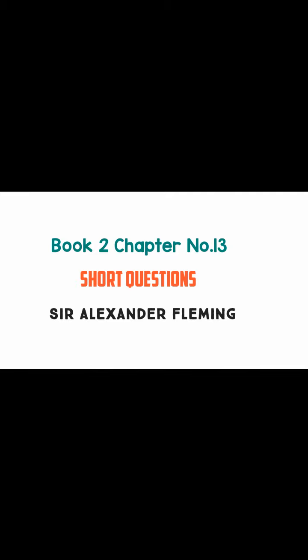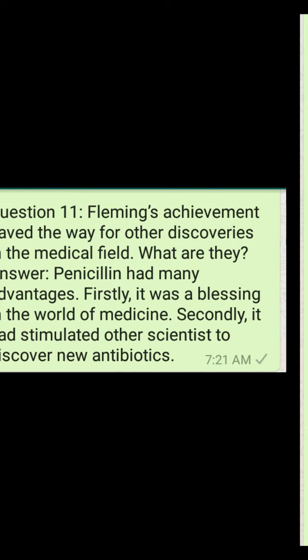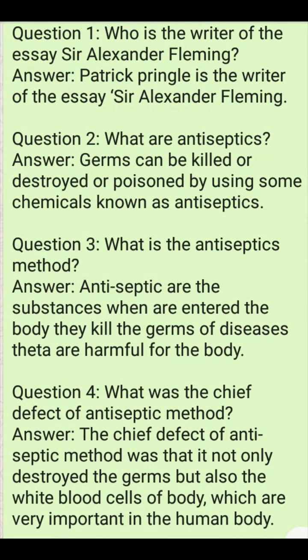Today we will discuss the questions and answers of this chapter. We will start from question number 1. Who is the writer of the essay Sir Alexander Fleming? This is a very simple question. Patrick Pringle is the writer of the essay Sir Alexander Fleming. Question number 2: what are antiseptics? Antiseptics are those chemicals which are used to destroy or kill the germs. Germs can be killed or poisoned by using some chemicals known as antiseptics.